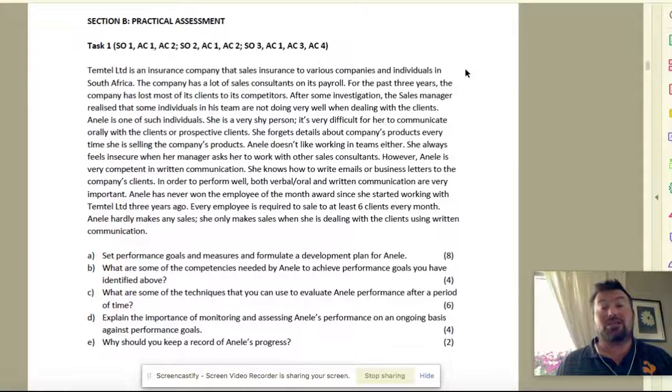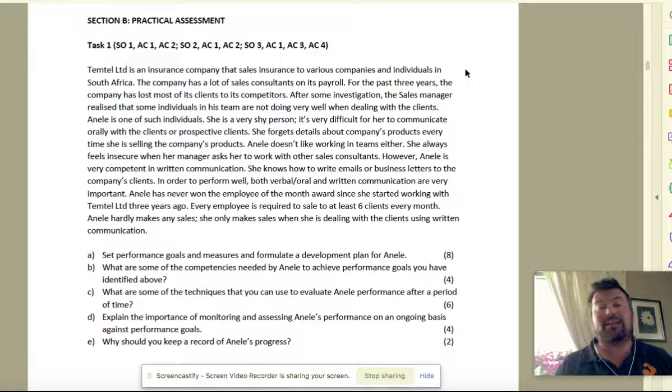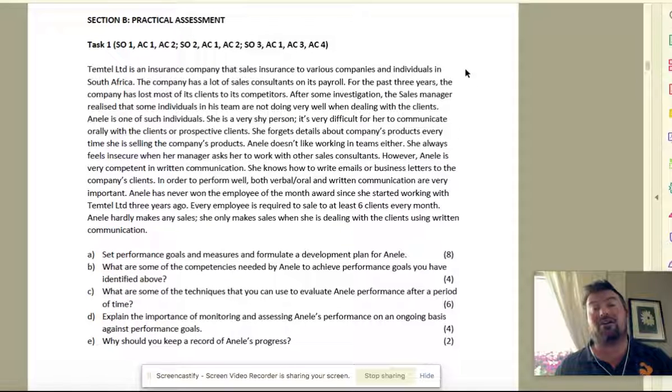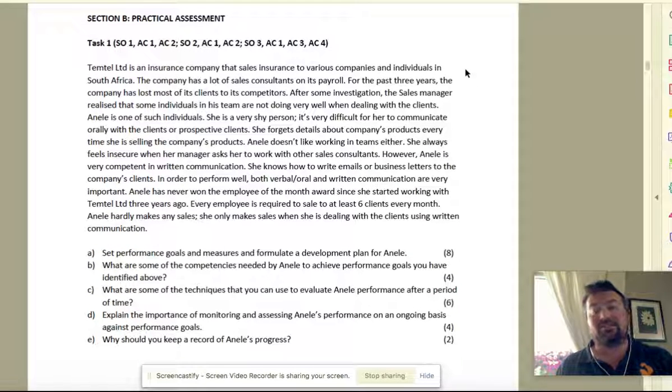Now we move to section B. Section B is far more practical. It tries to say, now that you understand performance measures, targets, objectives, can you translate that into how to actually do it? So task number 1 gives you an outline of a case study. Please read through the case study. This is for someone called Anele, and Anele needs to be measured on their performance.